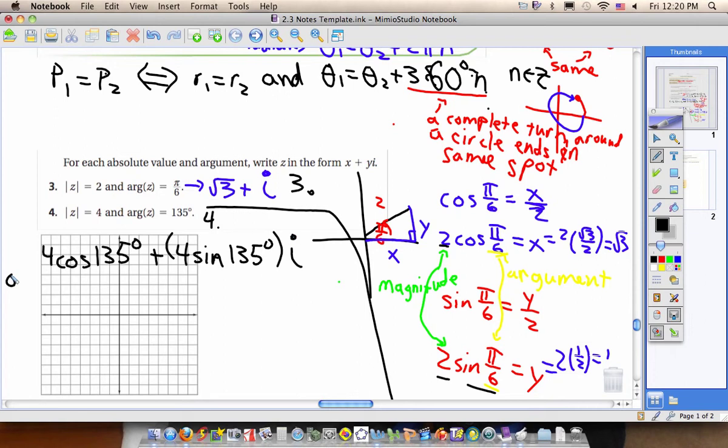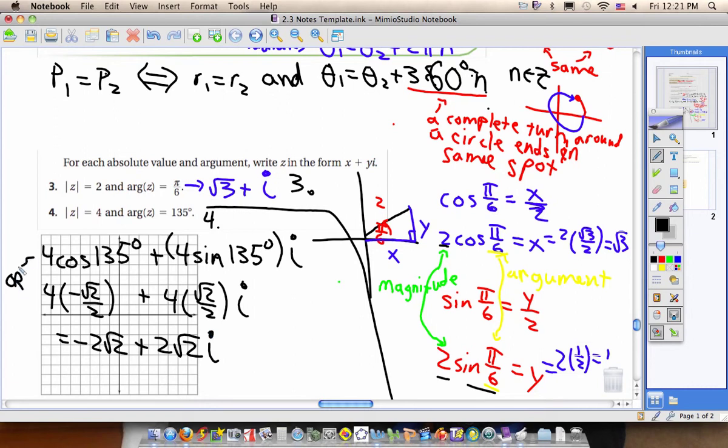4. Oh, we could factor that out of this. We could factor, right? So let's simplify and then we'll come back. So cosine 135 is negative square root of 2 over 2. So we get negative 4 times square root of 2 over 2 plus 4 times square root of 2 over 2 times our i. So in this case, negative 2 root 2, which should be around 2.8, so negative 2.8, and then plus 2 root 2 i.